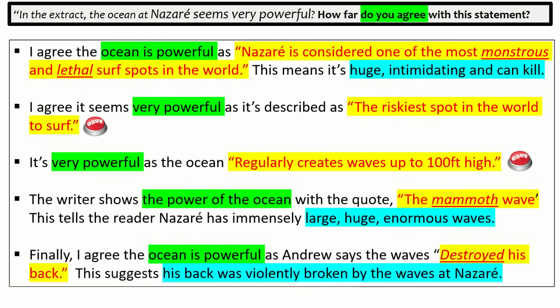Finally, I agree the ocean is powerful, as Andrew says, the waves destroyed his back. This suggests his back was violently broken by the waves at Nazaré. So again, I've got 5 answers. I've got 2 easy ones.